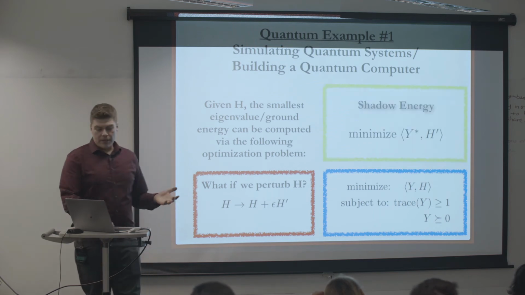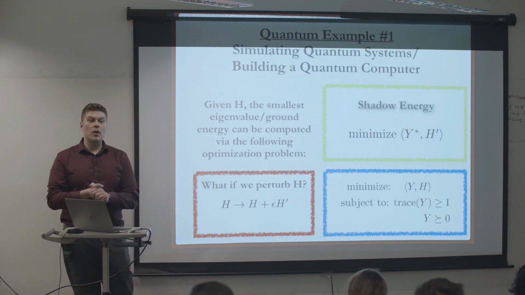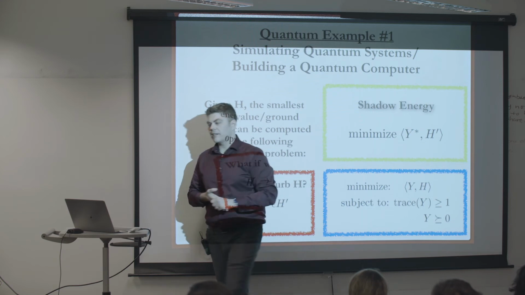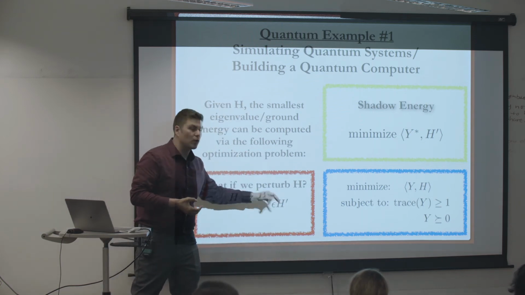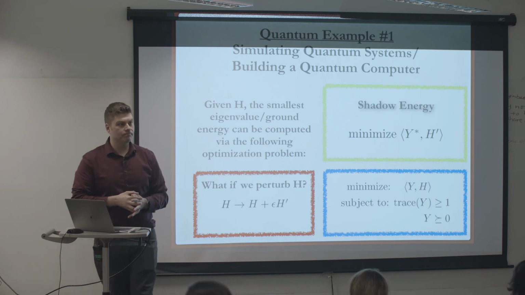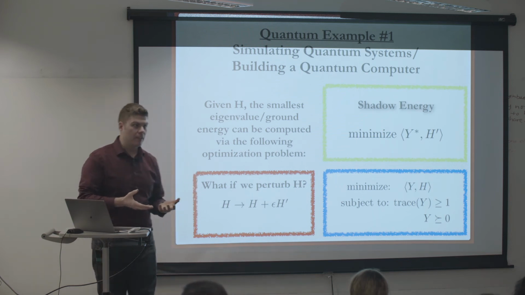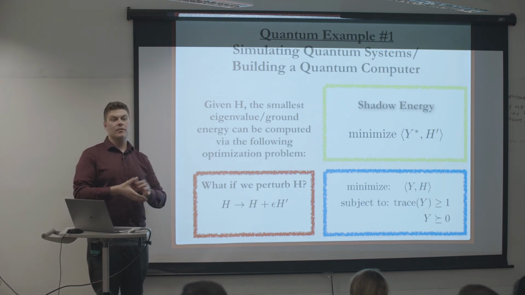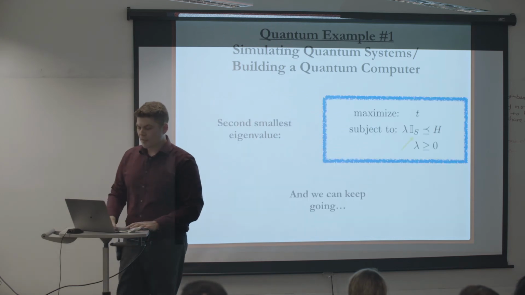So this dual is great. And from that, if you solve it, you'll get an optimal y star, right here. And you just take the inner product with h prime. And h prime was the direction you wanted to move. So this gives you the shadow energy. I'm not talking about money anymore. I'm talking about what's happening inside this quantum computer. So that's the shadow energy.